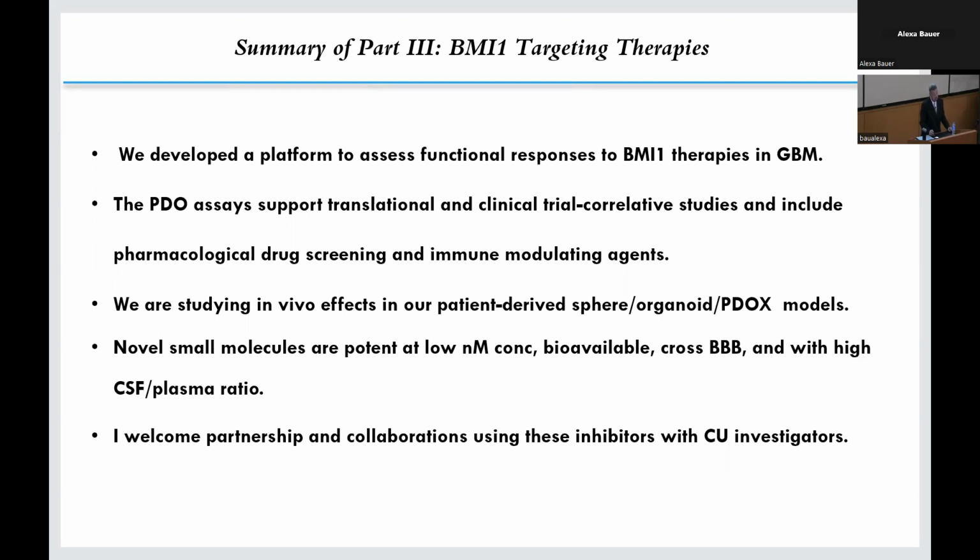And I welcome partnership and collaboration on using these inhibitors. As I mentioned earlier, BMI1 is highly expressed in 34 different tumor types. We can't go wrong with that.